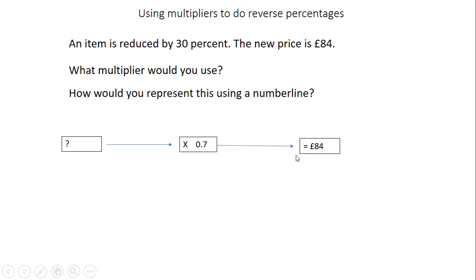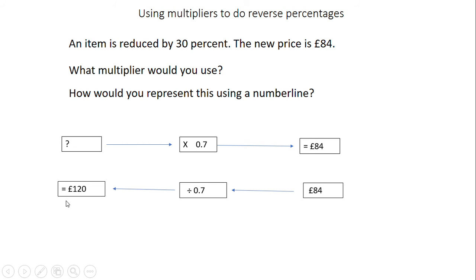So how are we going to reverse that to get back to what our original value was? We are going to do this. We're going to start with 84. We're going to do the reverse of multiplying it by 0.7, which is dividing by 0.7. And we're going to get £120. And try taking £120, reducing it by 30%. You will find that the answer is £84.